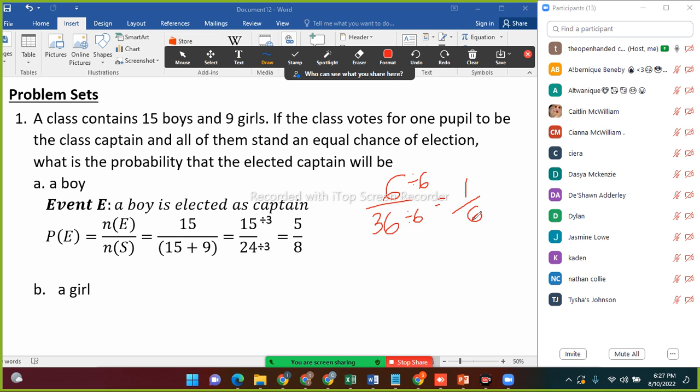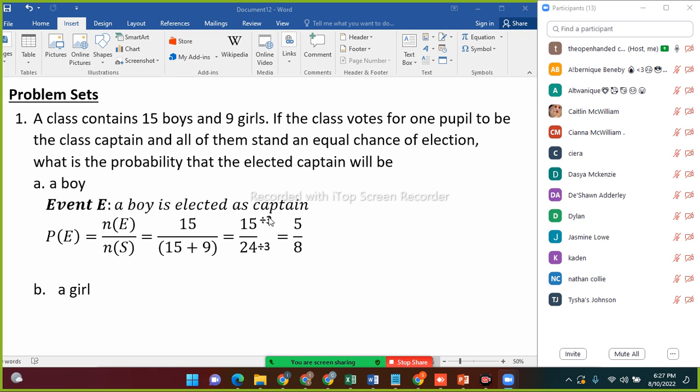All right. So it depends on what numbers we have, right? That's what tells us how we have to simplify. So you have to be careful, look at what you have. You don't always have to use 3. It depends on the numbers that we are given. And sometimes you might be fortunate that you don't have to simplify at all. So the probability of us getting a boy elected as captain is 5 over 8.